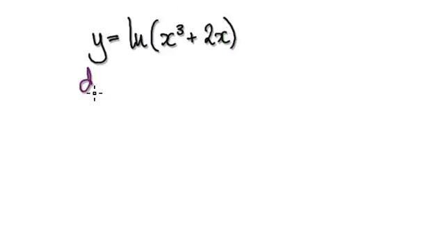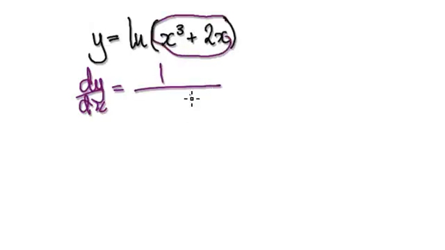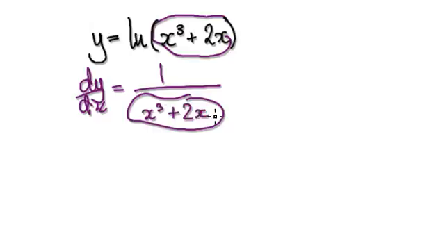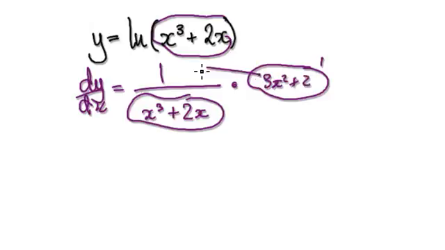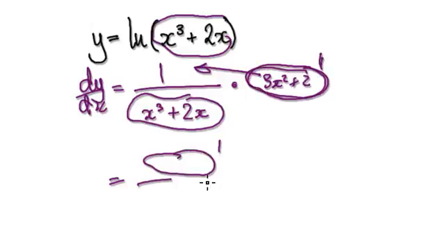When you try and differentiate this, dy by dx equals, well, you would imagine this as being in the bubble. So it would be 1 over the bubble, which happens to be x to the power 3 plus 2x, and then you would times the derivative of the bubble itself, which will be 3x squared plus 2. This gets multiplied to the top. So what you will have then would be the derivative of the bubble over the bubble itself.